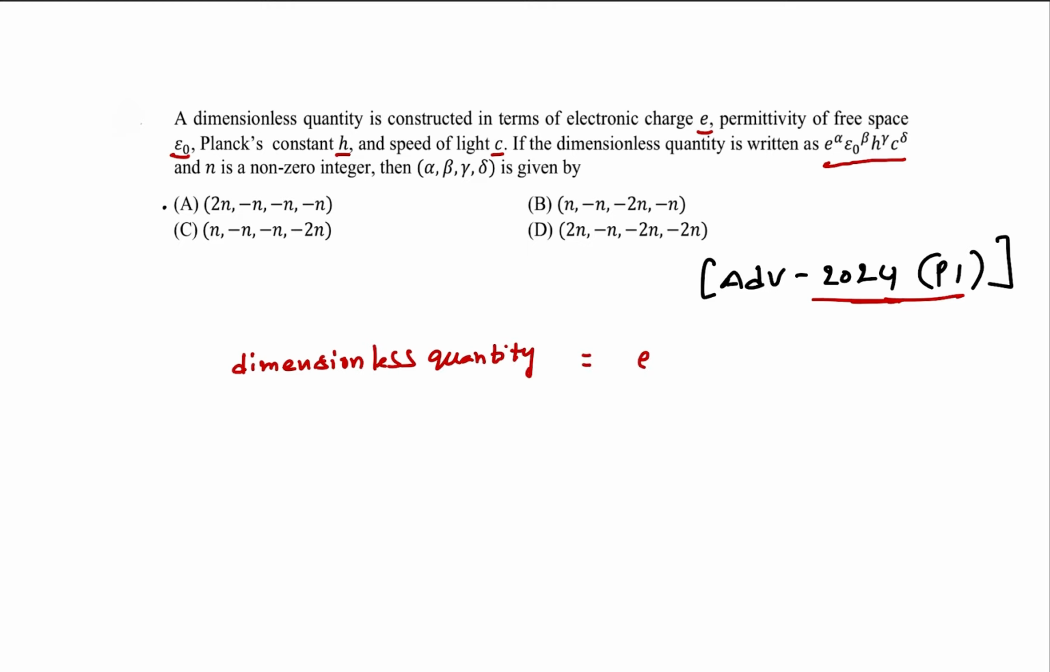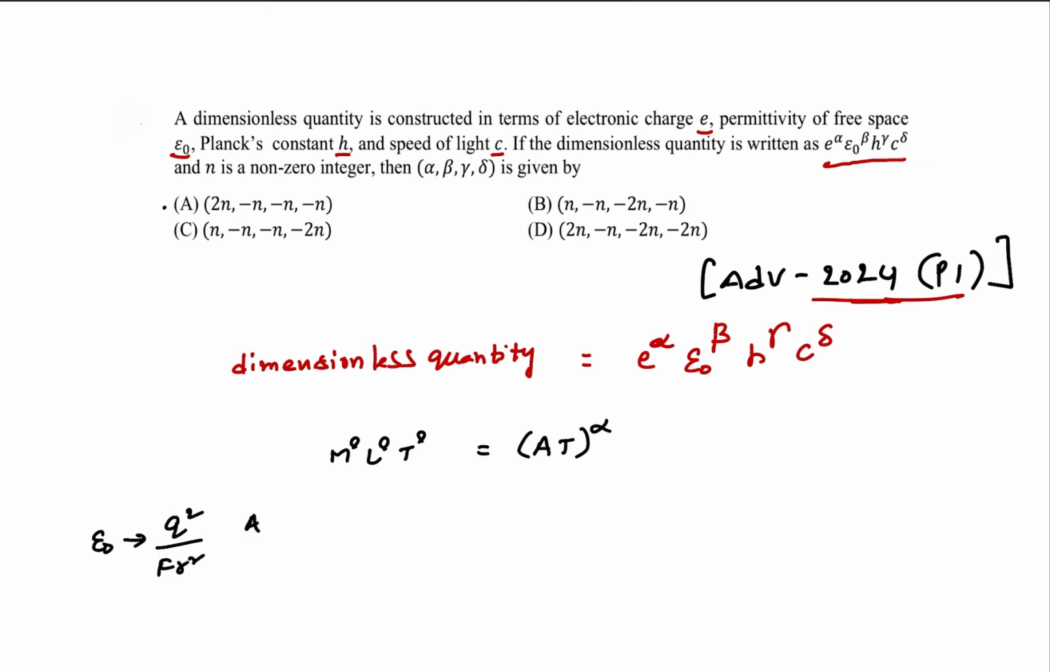Okay, dimensionless quantity, you can write it as e^alpha, epsilon^beta, h^gamma, c^delta. Dimensionless means M^0, L^0, T^0. Charge dimension is (A T)^alpha. Epsilon naught, what is the dimension of epsilon naught? Epsilon naught can be written as q squared divided by F r squared. q squared is A squared T squared, divided by M L T^-2 L squared.